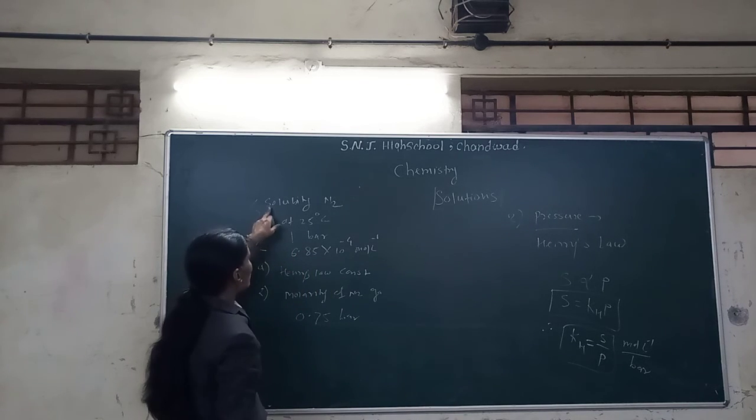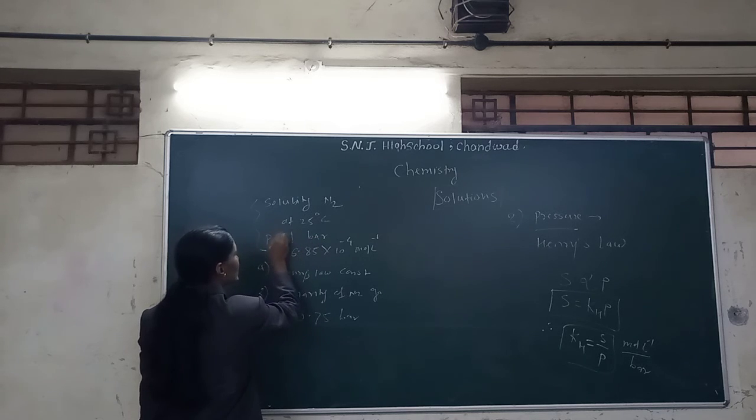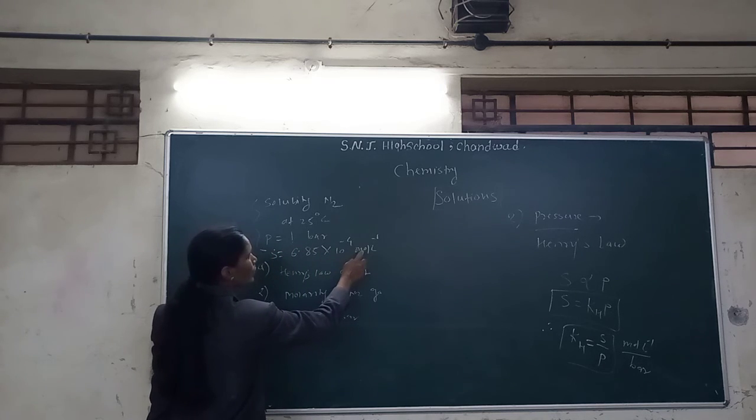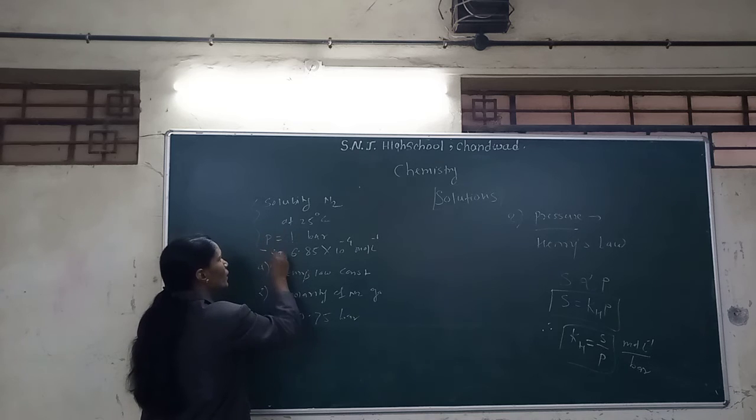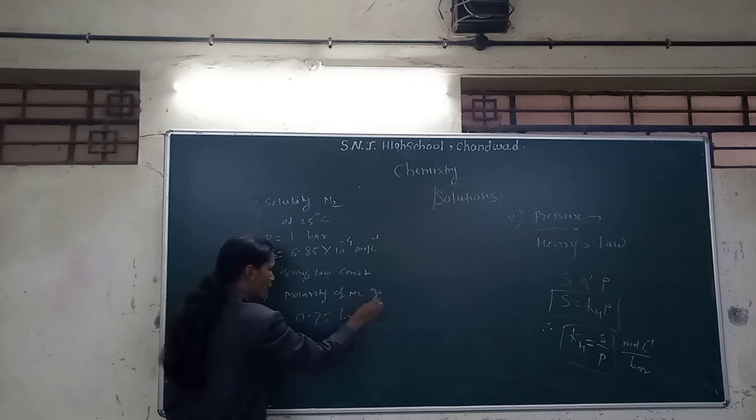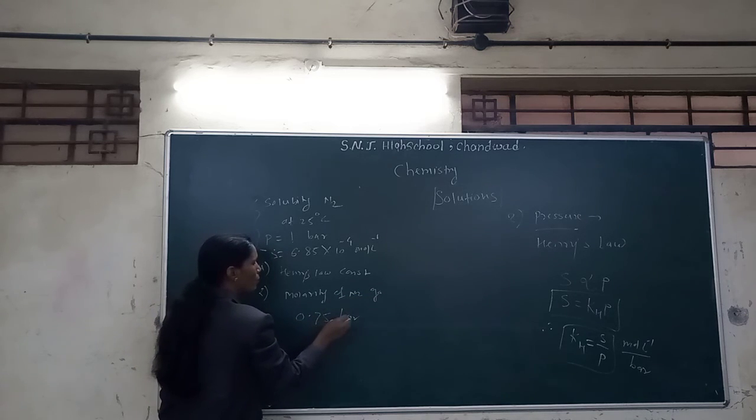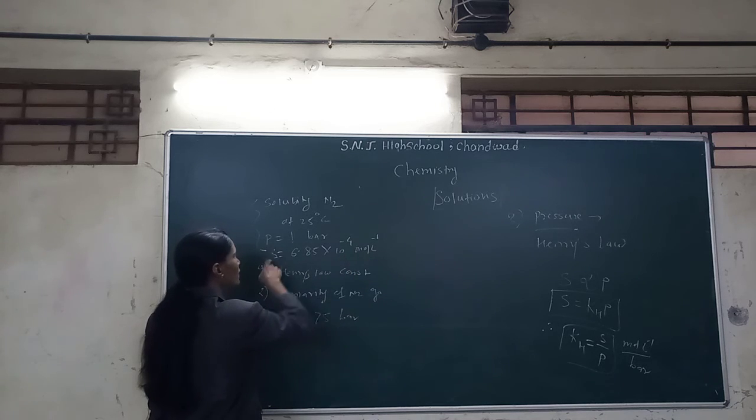In the numerical, the solubility of N2 at temperature 25 degrees is given at 1 bar. Bar is the pressure, therefore P is equal to 1 bar. And solubility has unit mole per liter, meaning 6.85 into 10 raised to minus 4 is the solubility. From these data, we find the molarity of N2 gas at 0.75 bar. Molarity means moles per liter, that is, solubility.